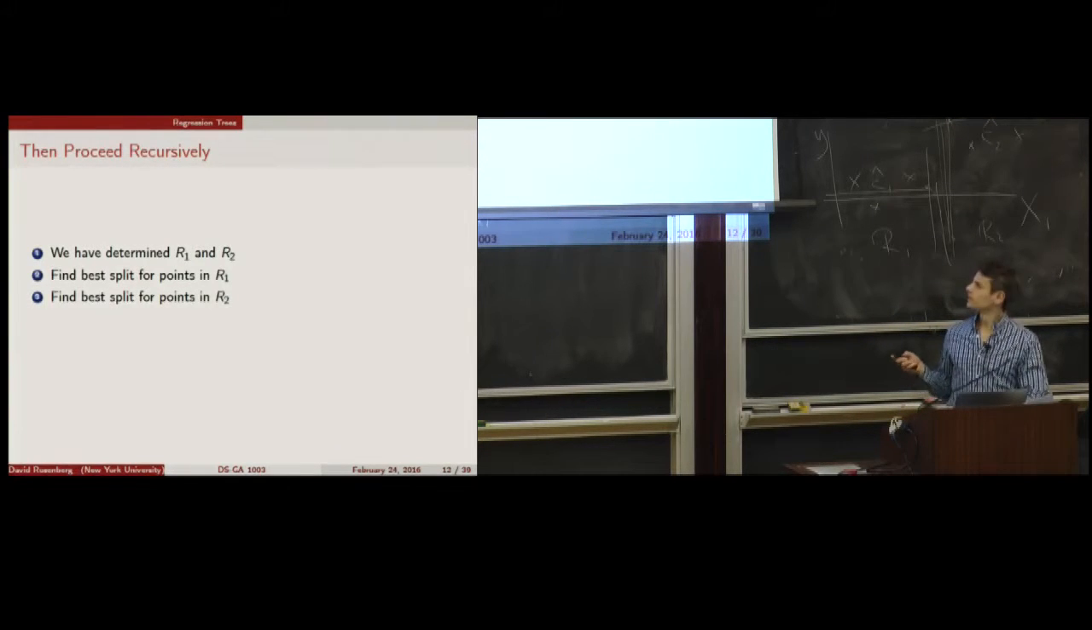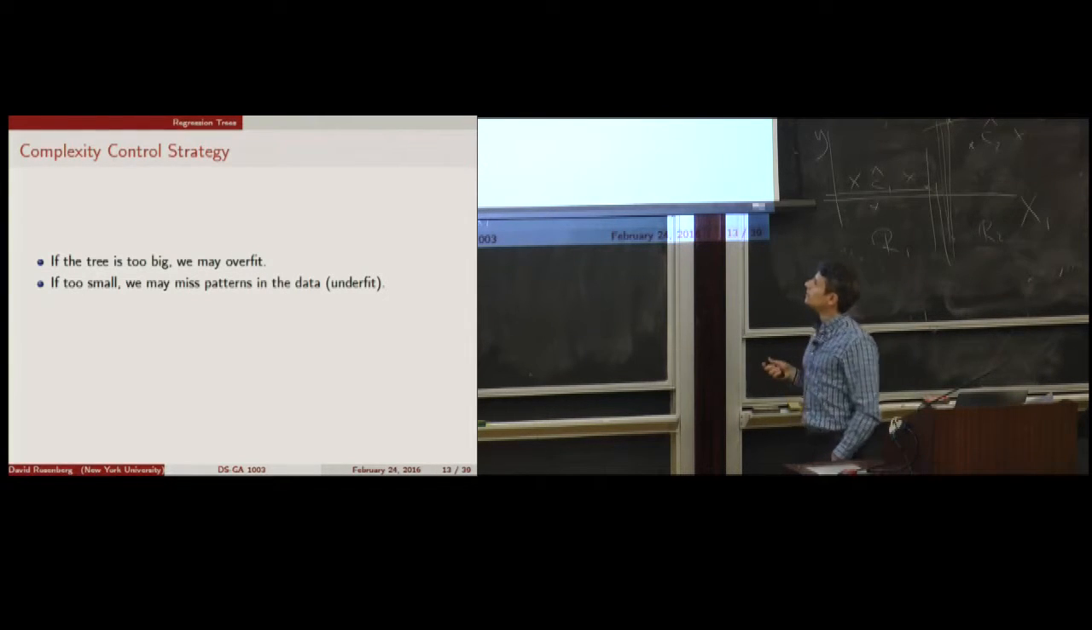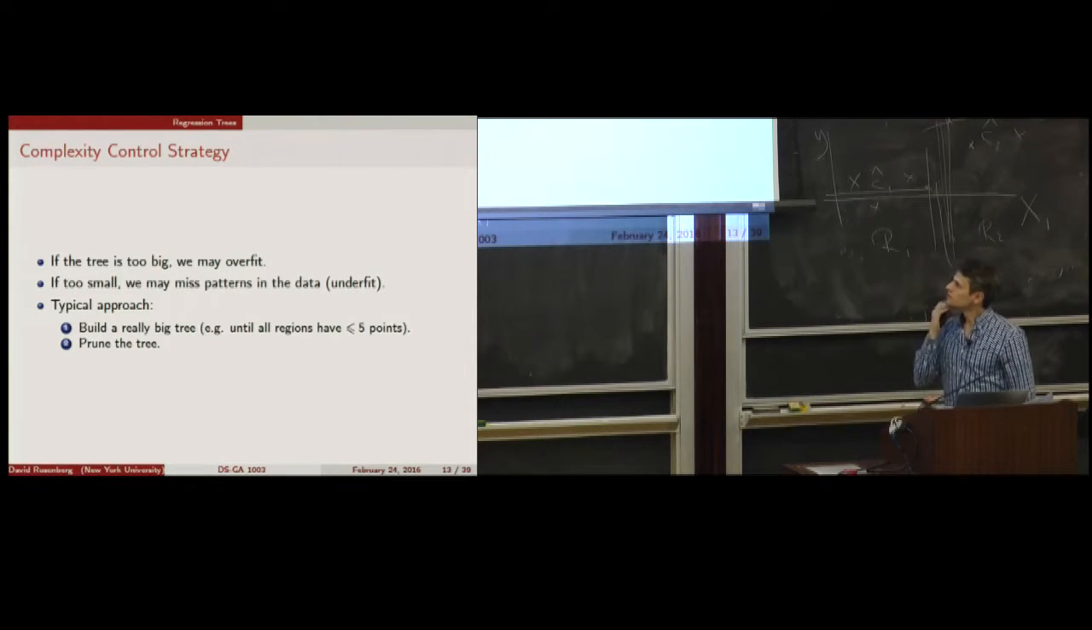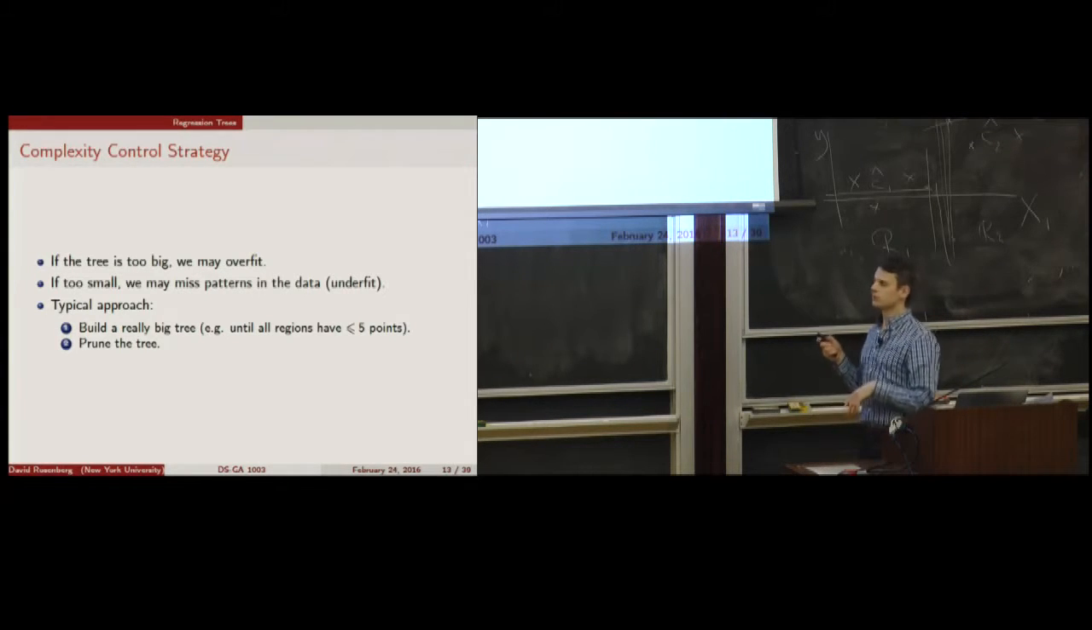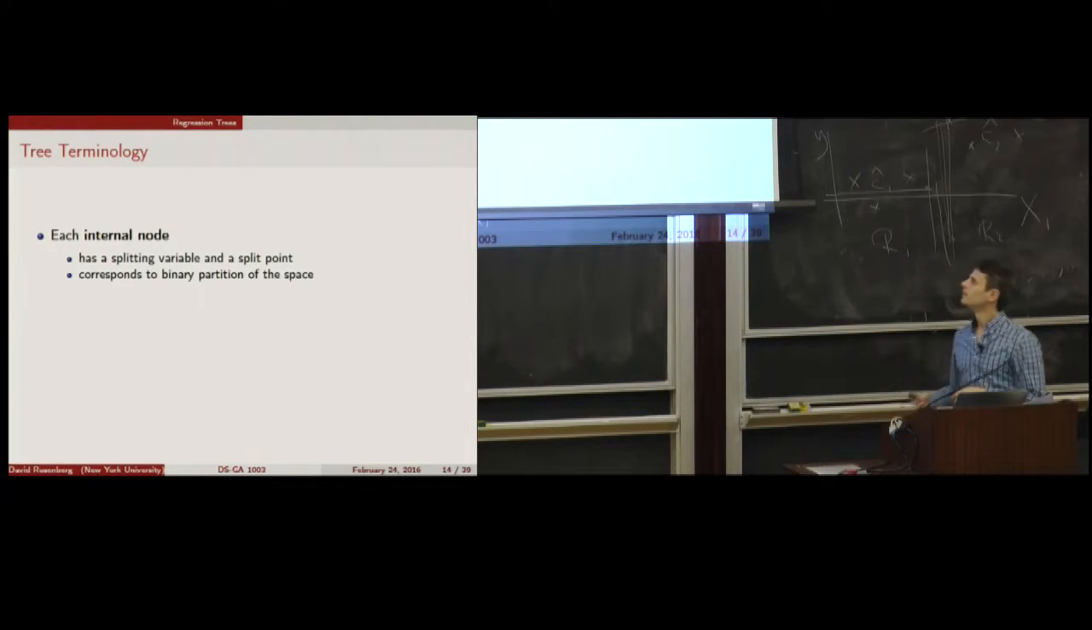Okay. So this is the recursive procedure I acted out for you. All right. So the approach we're going to use is build a really big tree and then prune it back. So for example, a stopping criterion might be build the tree down until every region has fewer than 5 points. Right? So keep splitting until we have something of fewer than 5 points.